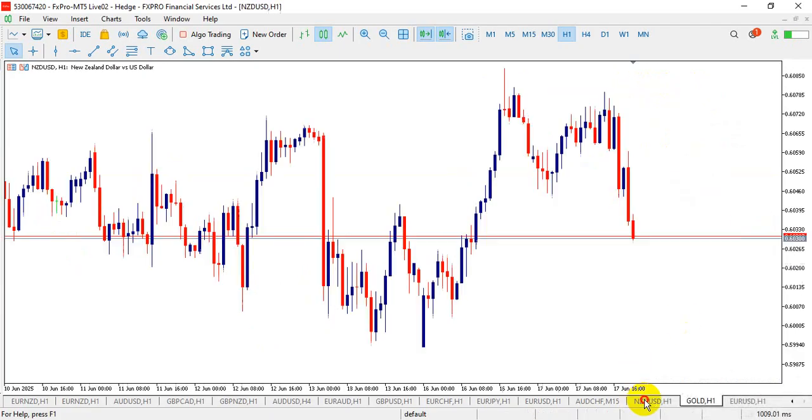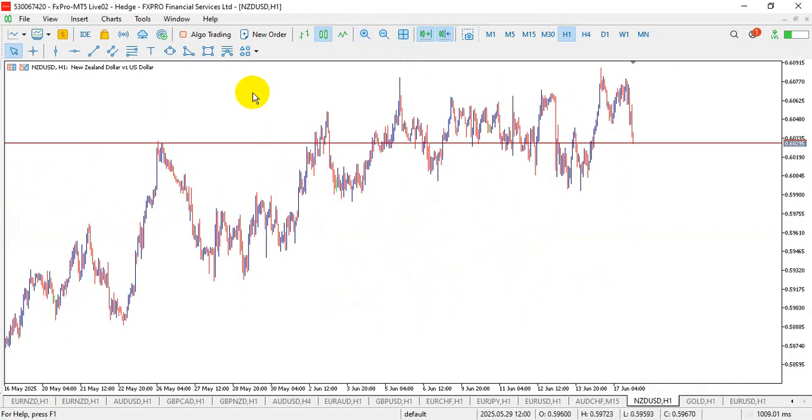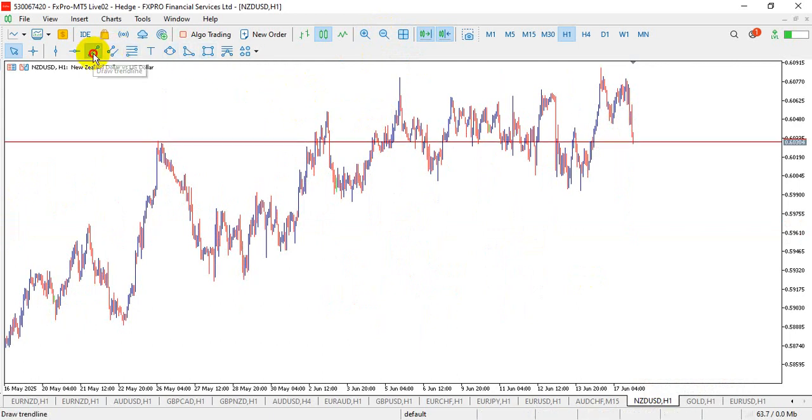Now we move on to NZD USD. On NZD USD, we can see that price has been falling. I'm seeing divergence in the market. Gold is moving up, while EUR USD, GBP USD and NZD USD are moving down. So I call it divergence in the market.